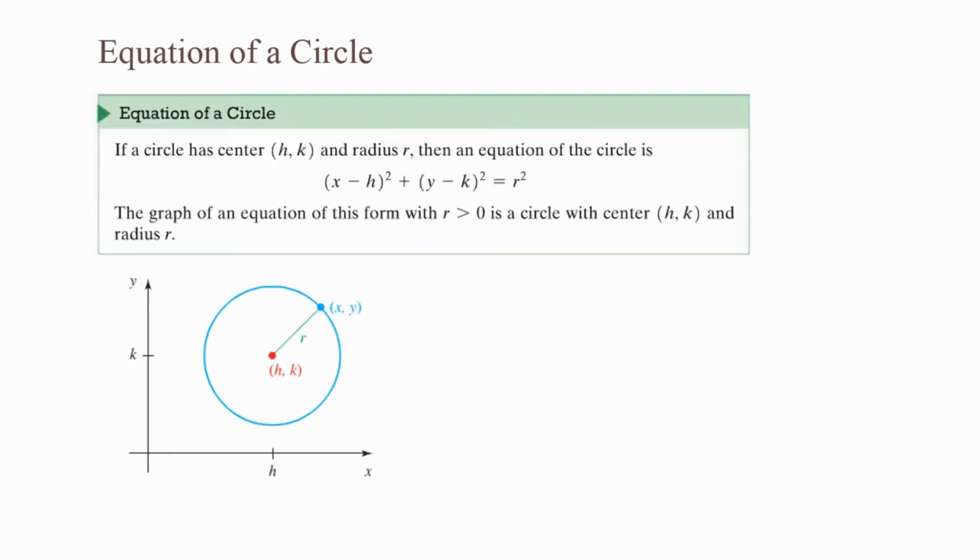Equation of a circle. If a circle has a center h, k and a radius r, then an equation of the circle is (x minus h) squared plus (y minus k) squared equals r squared. The graph of an equation of this form with r greater than 0 is a circle with a center h, k and a radius r.